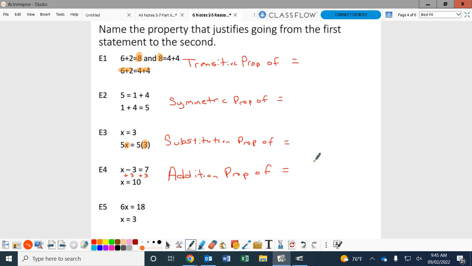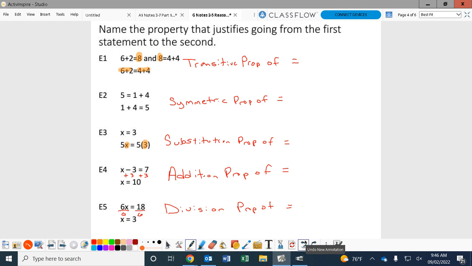Okay, last one. If you're going to go through and do this, you're going to deal with multiplication. What are you going to do to both sides? Come on, guys. What do you do to get rid of this 6? Divide. If I divide both sides by 6, that would be the division property of equality. Oops, equality, not symmetric. Okay. Anybody have any questions, concerns, anything else?